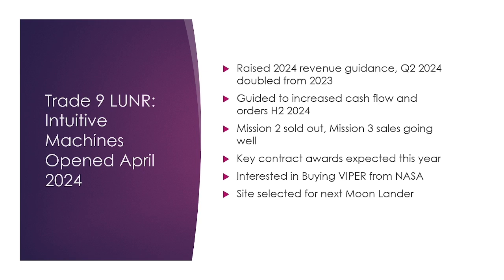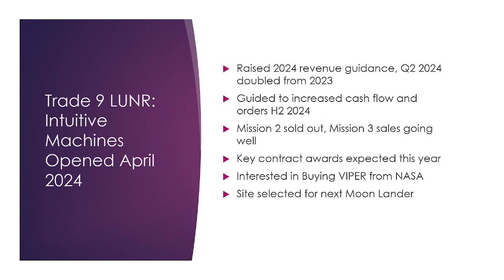The last one we want to look at, Intuitive Machines, is different to the other two. Price is down considerably, as we said, but they've raised their 2024 guidance, which is now double from 2023. They've increased their cash flow, and the orders for the next 6 months look better. They've sold out Mission 2, and Mission 3 sales are going really well. These are missions to the moon, by the way, so they're quite impressive things to do. They're expecting some key contract awards later this year, and they've expressed an interest in buying the cancelled Viper product from NASA. So on Intuitive Machines, everything looks good.